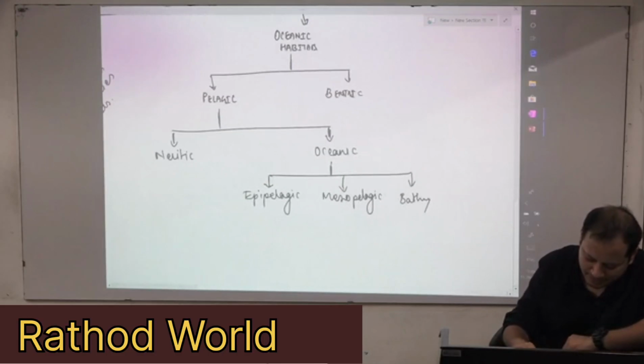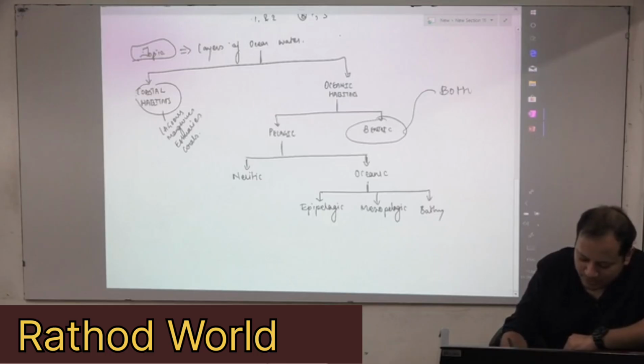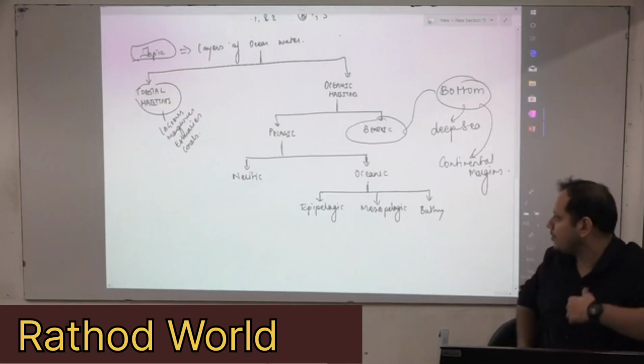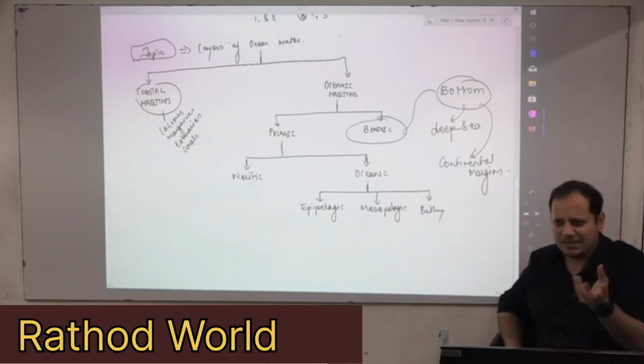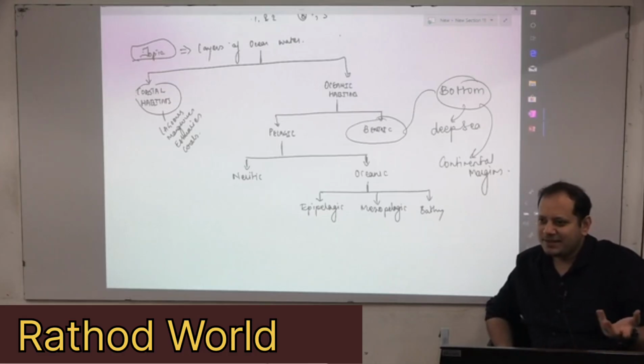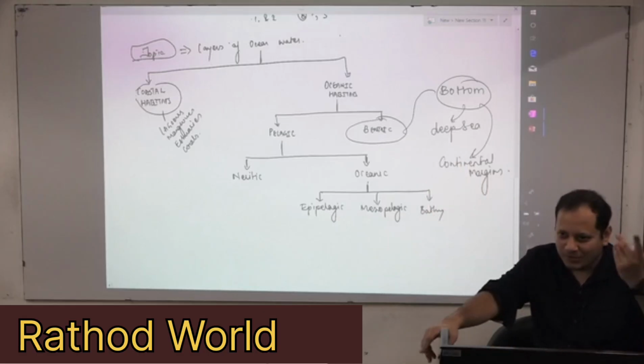And benthic, can I continue? Benthic biome matlab the biome which is present at the ocean bottom. Now this bottom can be the bottom of the deep sea or the bottom of continental margins. What do you mean by the bottom of continental margins? Continental shelf के नीचे का, slope के नीचे का, या the bottom at the continental rise. Deep sea bottom means abyssal plain का bottom, oceanic trenches का bottom.